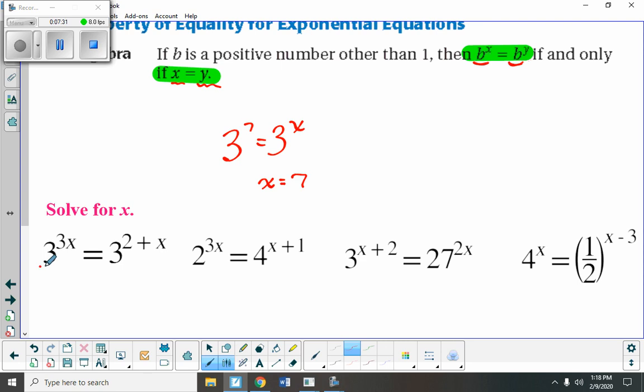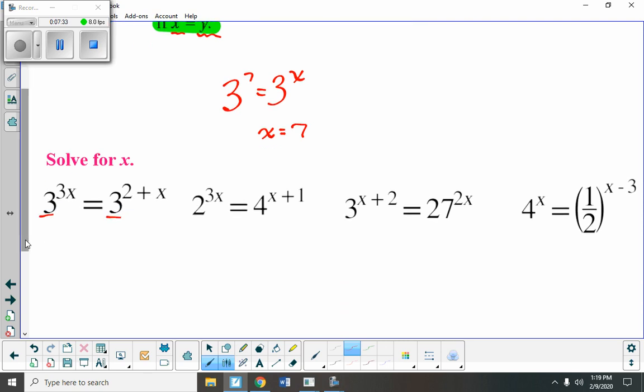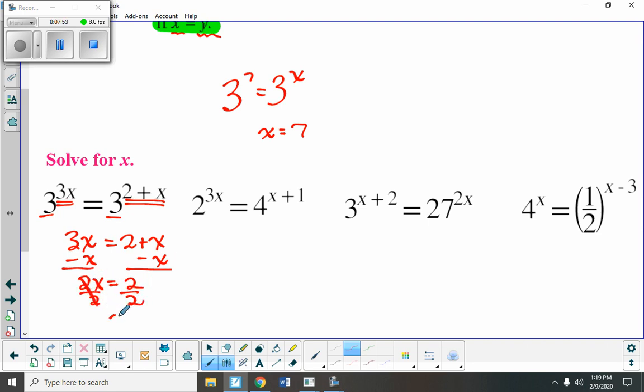So in this problem, a base of 3 and a base of 3 means the exponents have to be equal. The exponent on the left is 3x. The exponent on the right is 2 plus x. Now we solve that equation for x. Let's get all the x's on one side. So we have 2x equals 2, and then divide by 2, x equals 1. If you plug that back in, 3 times 1 is 3, so this is 3 to the third. 2 plus 1 is 3, so that would be 3 to the third.